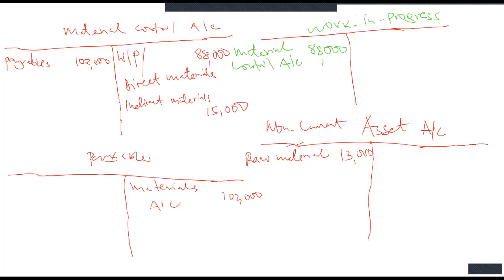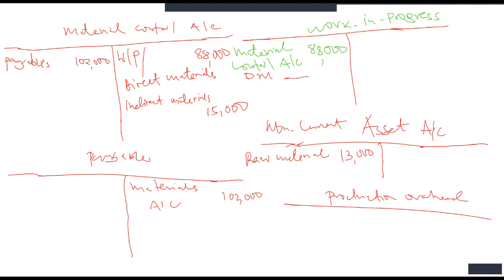We have done this. And then you open the work in progress account. And then you debit 88,000. How do I call it? Direct materials. Okay, so here let me call it DM. Direct materials 88,000. And then you also debit 15,000. No, actually, no. You open the production overhead account. Okay, let me open another account here. Give me a second. I open the account. Production overhead. And then you debit indirect materials. I debit 15,000 indirect material.